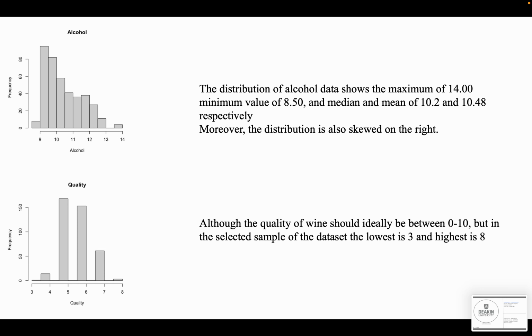Moving towards the alcohol, the distribution of alcohol data shows that the maximum is 14 and minimum is 8.0, and it is also seen that the distribution is skewed to the right. For the quality, although the quality of wine should be between 0 to 10, in the selected sample of 400 rows, the lowest is 3 and the highest is 8.